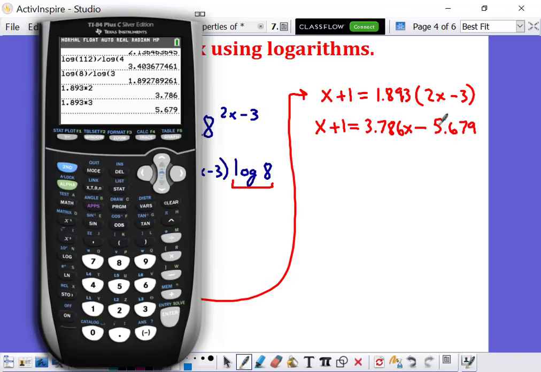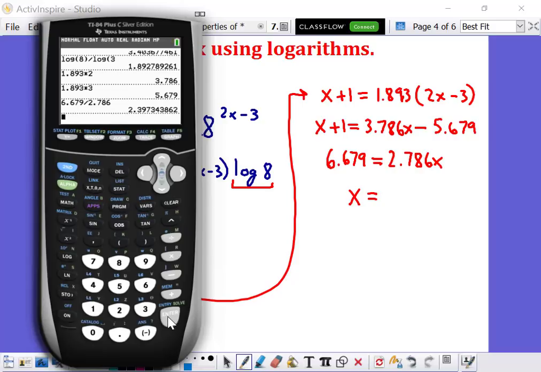Okay. So now I'm ready to do a little bit of work here. Let's add the 5.679 to the other side. So that becomes 6.679 when I combine that with the 1 that's already over there. And then I'm going to subtract 1x from the right-hand side. So that becomes 2.786x. And then finally, x is going to equal 6.679 divided by 2.786. On my calculator, I get 2.397 for x.